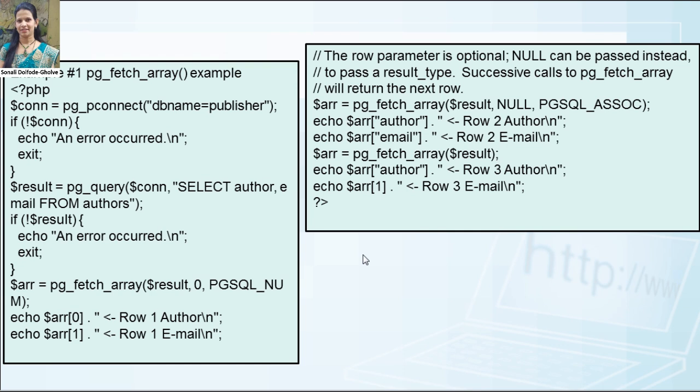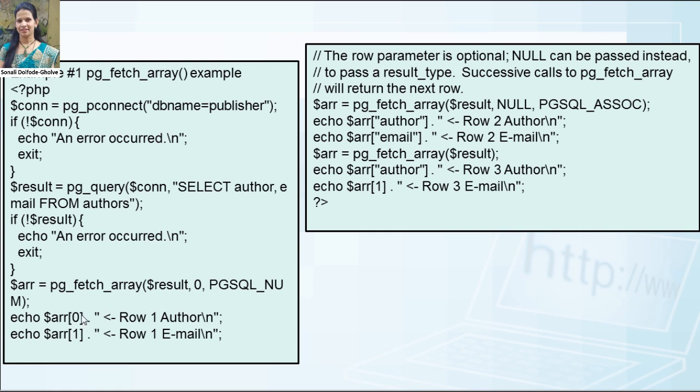And here is one example for this pg_fetch_array. Same example we are using here. First pg_connect, use this pg_pconnect. Then pg_query, write your query here. Here is your result set, so use this result set. Here pg_fetch_array, use this function. Do the result from 0, PGSQL_NUM means numerical array.